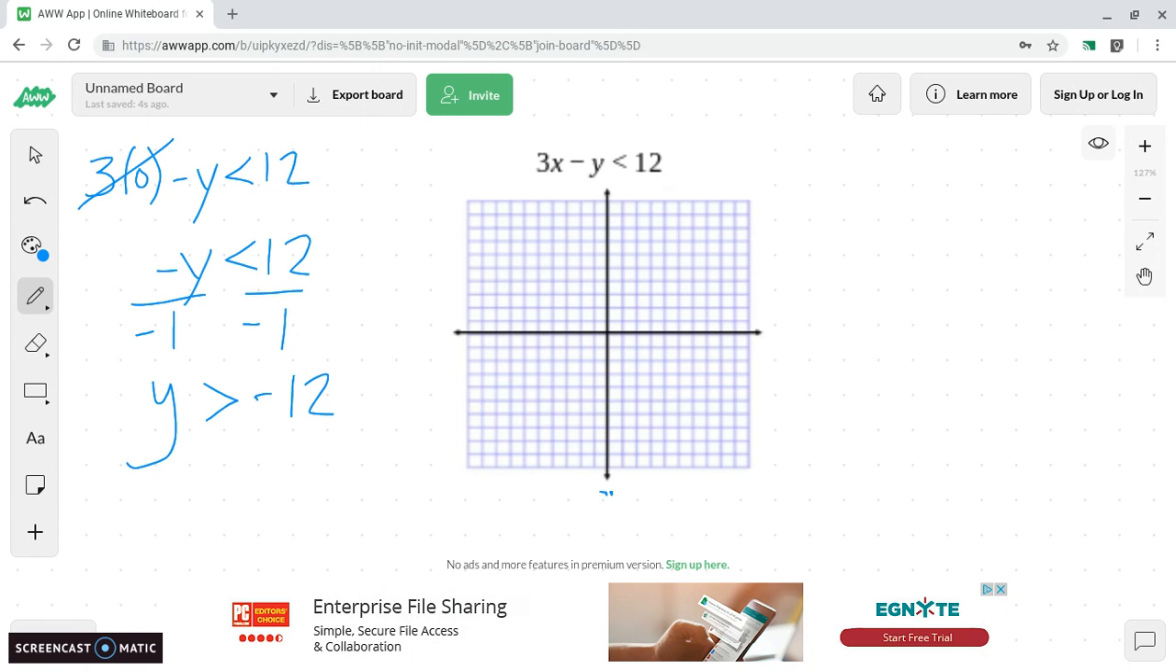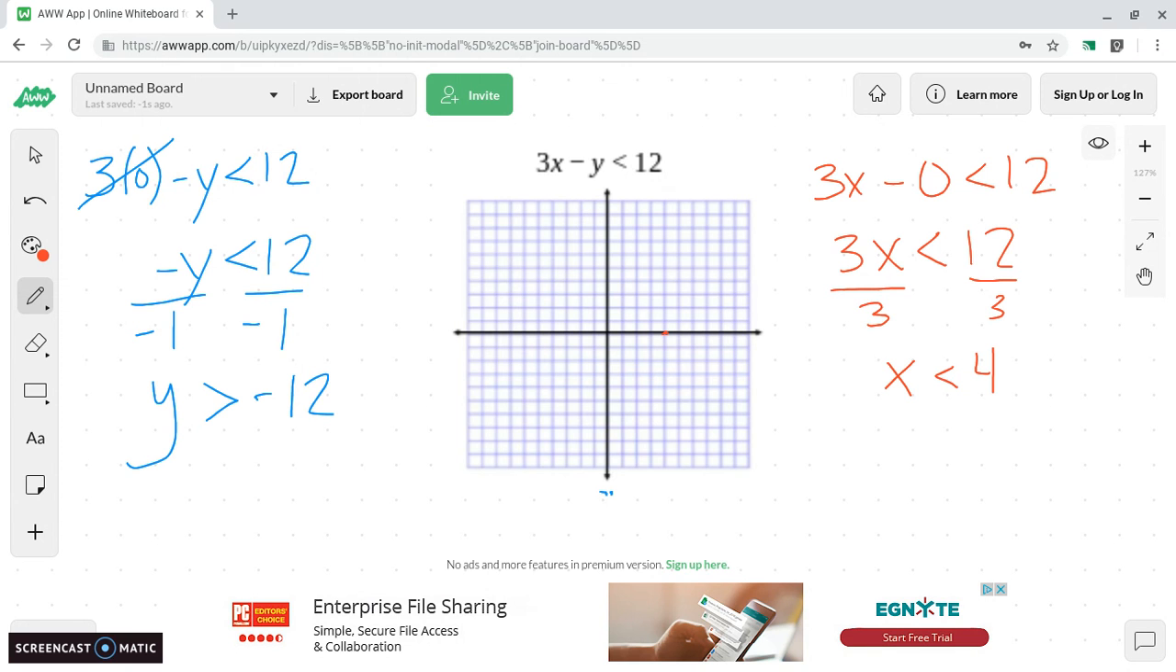So we have our y-intercept, and now we want to find our x-intercept. So to find our x-intercept, we're going to plug in 0 for y. So we have 3x minus 0 is less than 12. If we're subtracting 0, it's not changing anything. So we have 3x is less than 12. And then to solve for x, we're going to divide both sides by 3, and we get x is less than 4. Since we divided by a positive number, we do not flip our sign. So our x value is 4, so we're going to put a point at positive 4 on our x-axis.